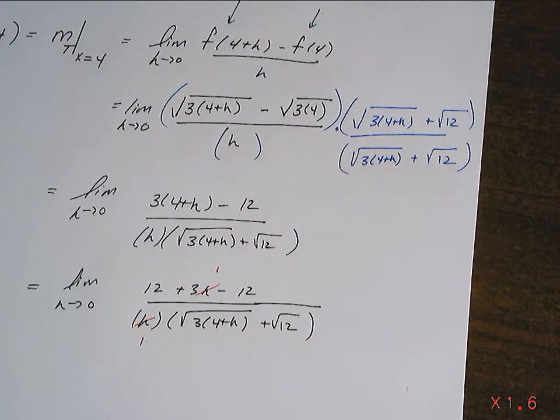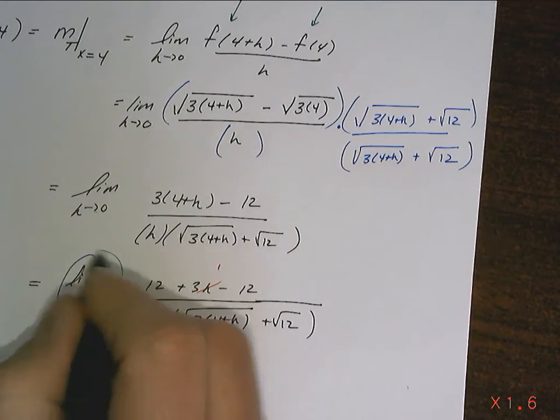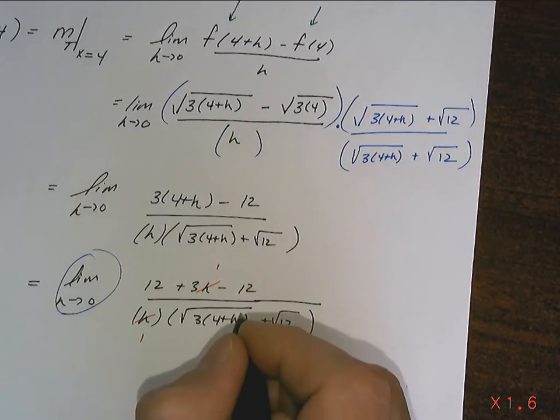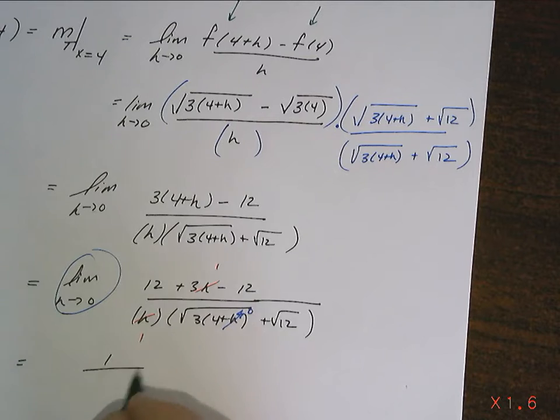Okay? Now, let's apply the limit. As h approaches 0, it's going to be 1 over root 12 plus root 12, which, pardon me? You forgot the 3. It's 3h. She's right.